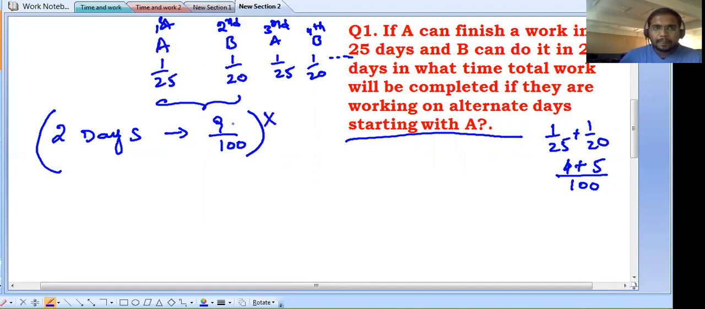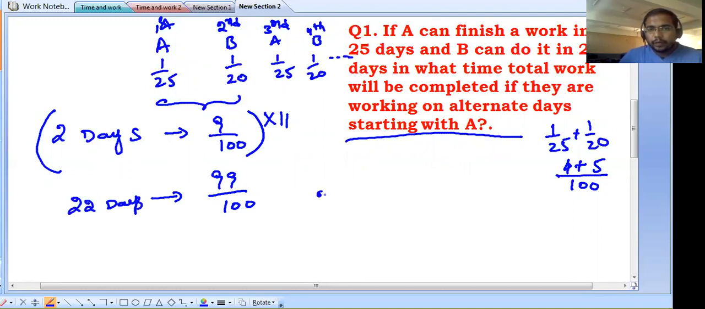One work means approximately a multiple of 9 which is near to 100. That is 11 times, 9 multiple near to 100, and 99 by 100. How many days? 22 days. On the 23rd day, who will go to work? A will go to work.